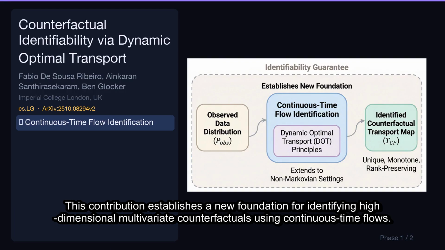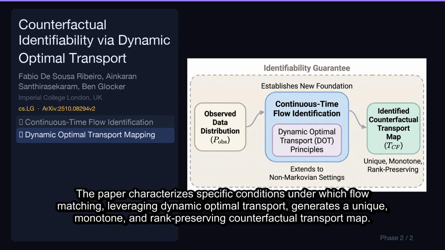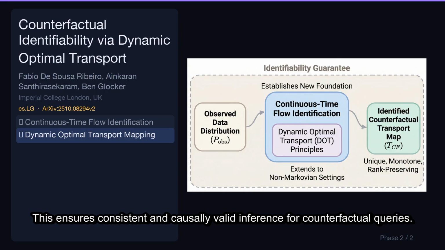This contribution establishes a new foundation for identifying high-dimensional multivariate counterfactuals using continuous time flows. It extends to non-Markovian settings, addressing a critical gap in existing counterfactual inference methods by ensuring identifiability. The paper characterizes specific conditions under which flow matching, leveraging dynamic optimal transport, generates a unique, monotone, and rank-preserving counterfactual transport map. This ensures consistent and causally valid inference for counterfactual queries.